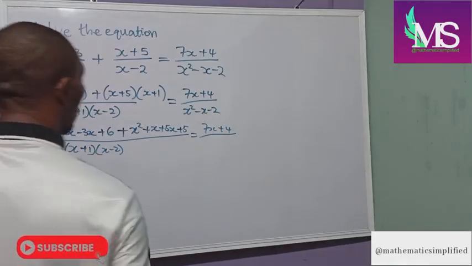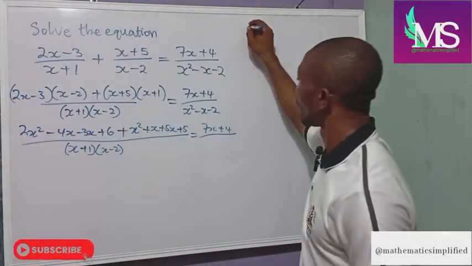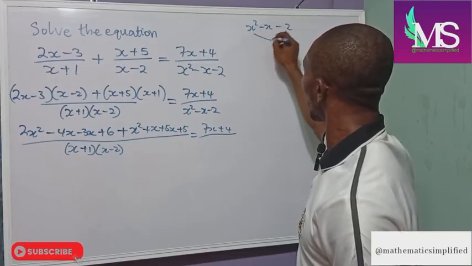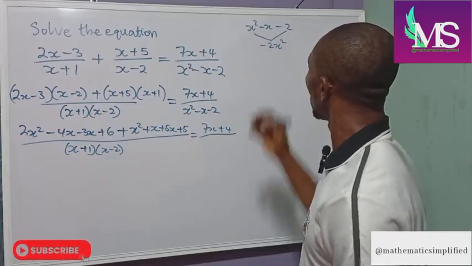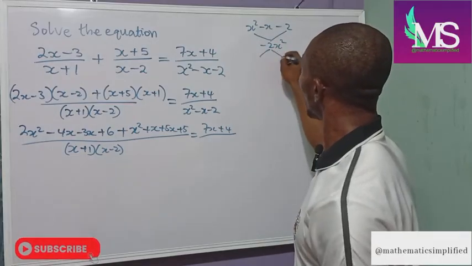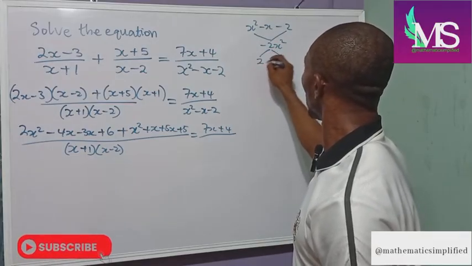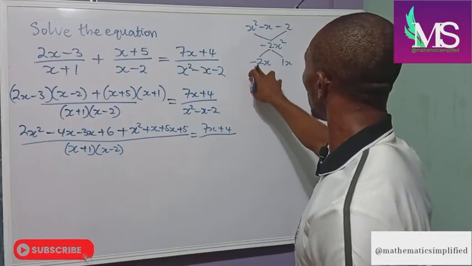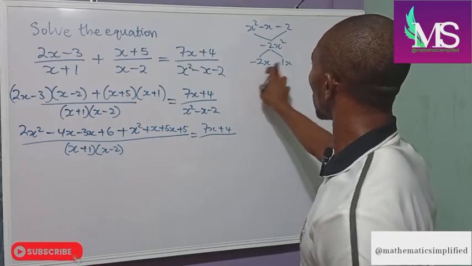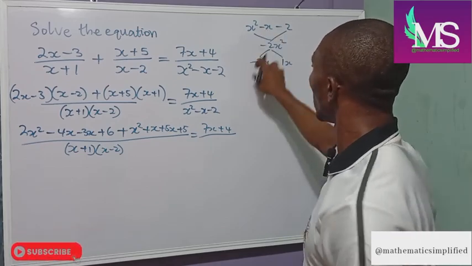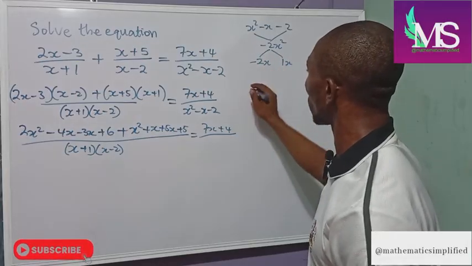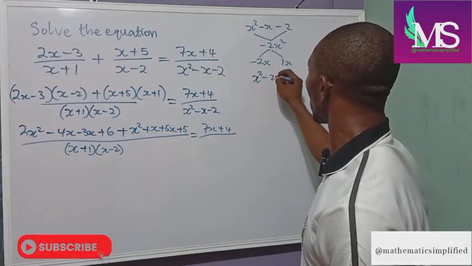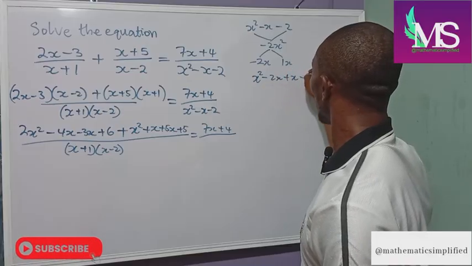If we factorize our denominator here, we are having x squared minus x minus 2. Factorizing this, what are the factors of 2? Factors of 2 are 2 and 1. For us to have a minus 1, that means our 2 will be minus, because 1 minus 2 will give us a minus x, and minus 2 times 1 will give us minus 2. So our factors there become x squared minus 2x plus x minus 2.